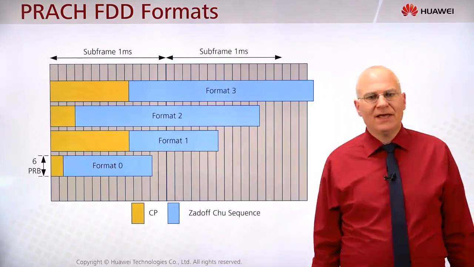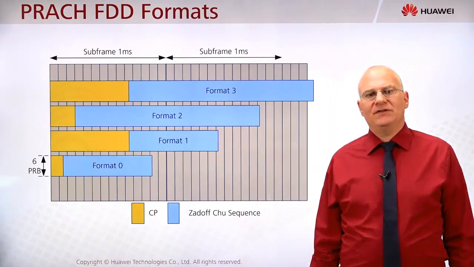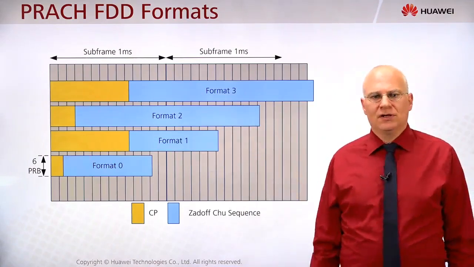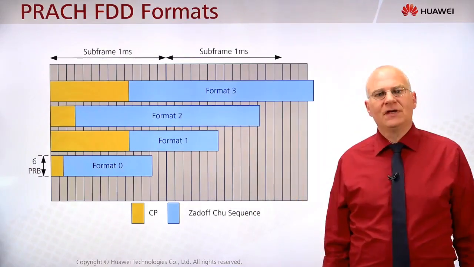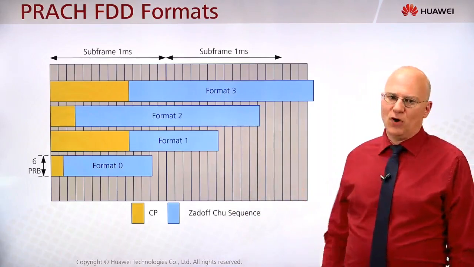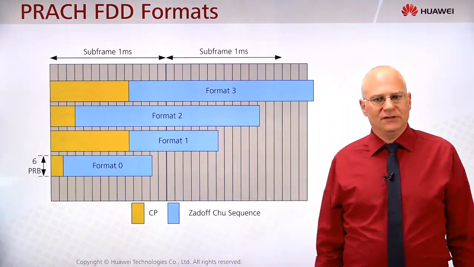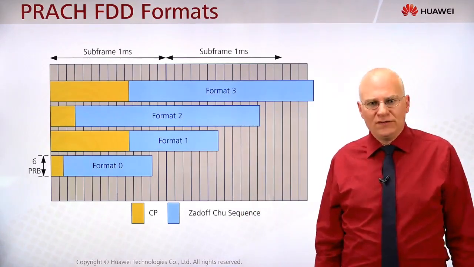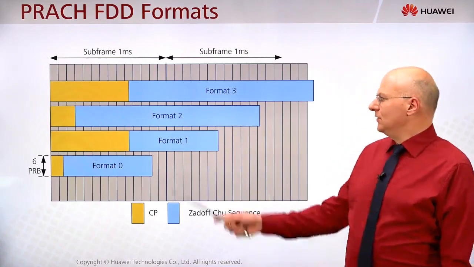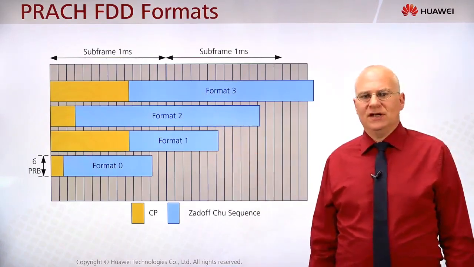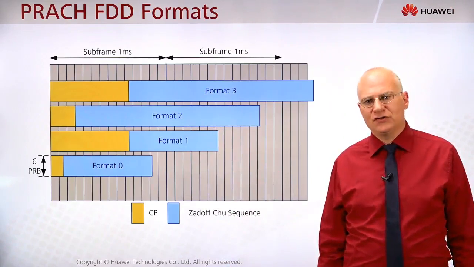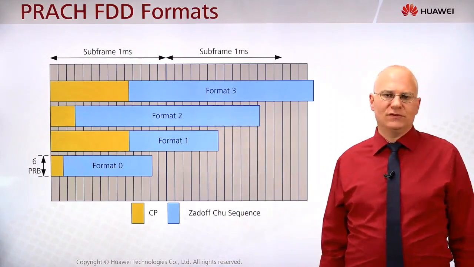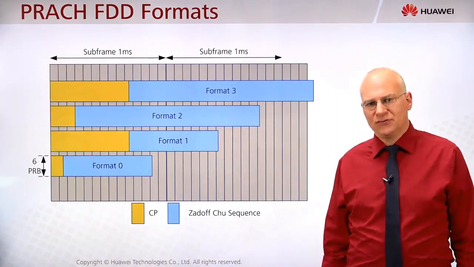Format 2 has a long symbol length but a small cyclic prefix. It also fits into 2 subframes, but the guard time is much smaller, so the cell radius is smaller than for format 1. And the longest random access is format number 3, using a large cyclic prefix and a large symbol length. It doesn't fit in 2 subframes, but needs 3 subframes.